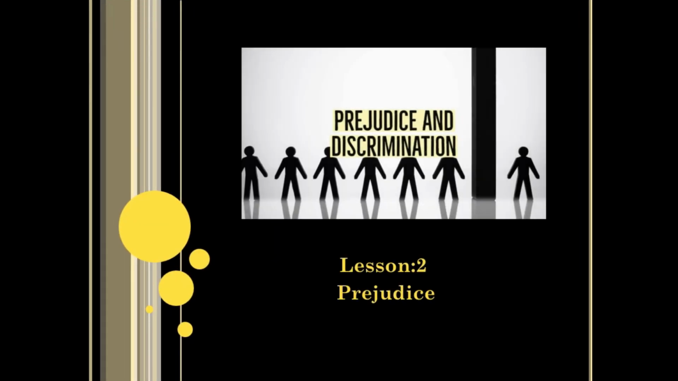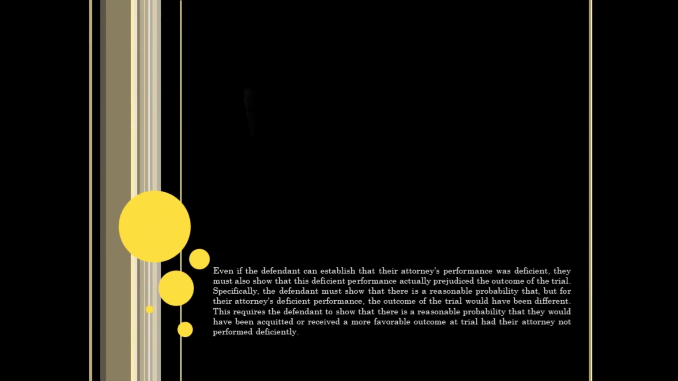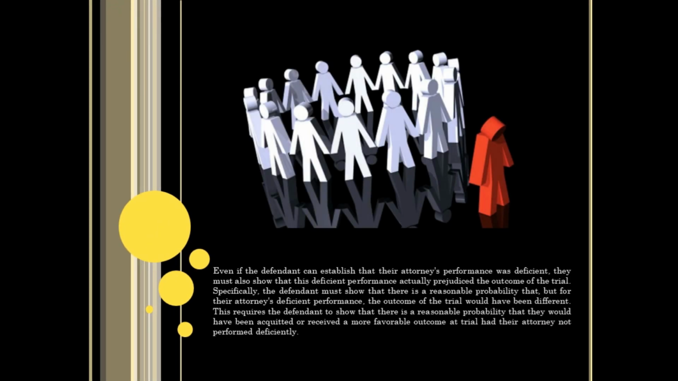Lesson 2. Prejudice. Even if the defendant can establish that their attorney's performance was deficient, they must also show that this deficient performance actually prejudiced the outcome of the trial. Specifically, the defendant must show that there is a reasonable probability that, but for their attorney's deficient performance, the outcome of the trial would have been different.